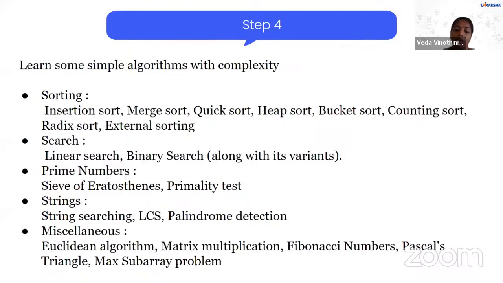So Euclidean algorithm, matrix multiplication. Multiplication you can think of as addition, subtraction as well. Then Fibonacci numbers. There are plenty of numbers, you know, right? Natural numbers, whole numbers, real numbers. So you want to understand the basics of math and statistics. That is one of the important things in any programming language.